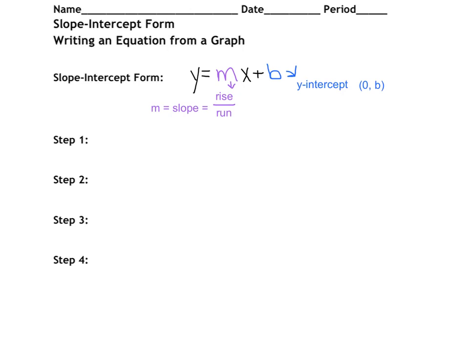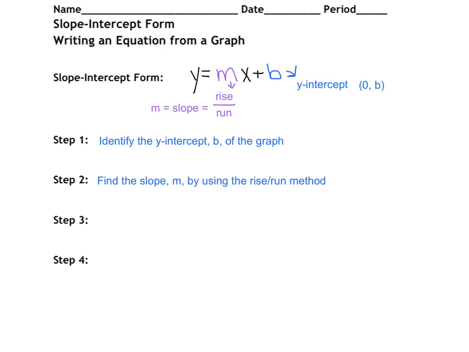So again, we're going to use the formula y equals mx plus b. There are 4 steps when you have to write an equation from a graph. Step 1, you want to identify the y-intercept, your b value, of the graph. Step 2, you're going to find the slope, your m, by using the rise over run method.